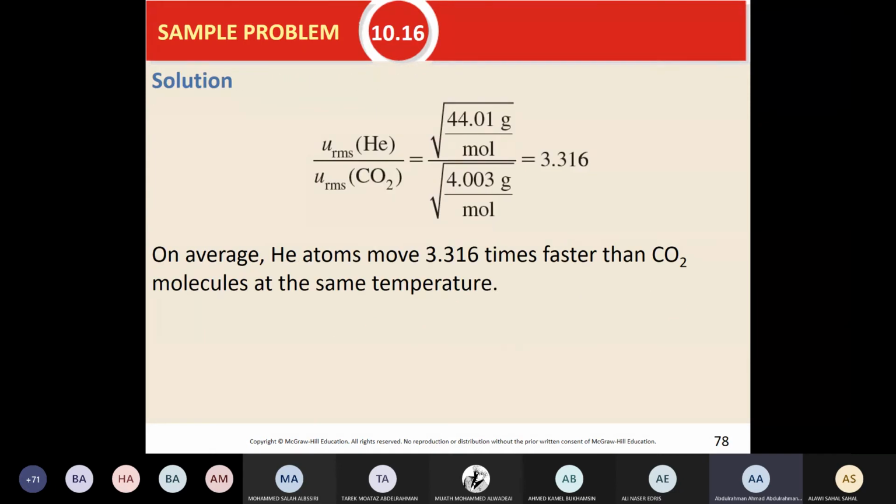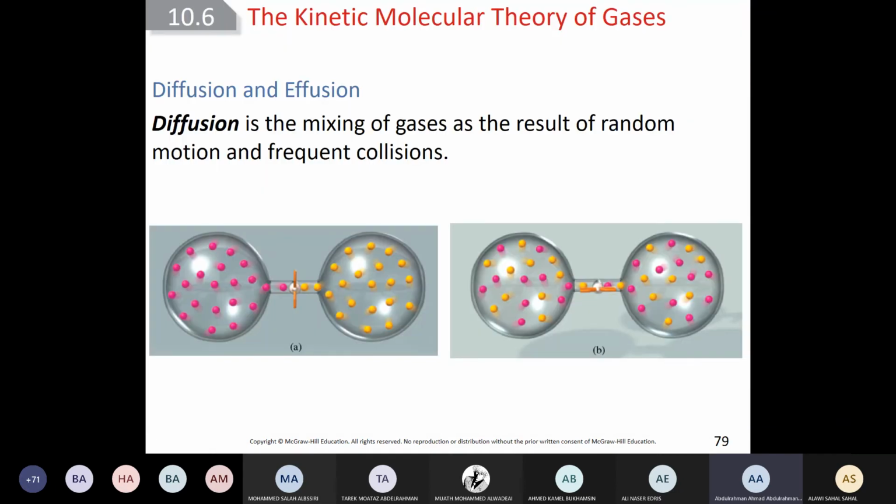Is this clear? Okay. The diffusion, if you have two gases like this. Okay, can you see? There is a purple gas here and a yellow gas here. What will happen if you open this valve?